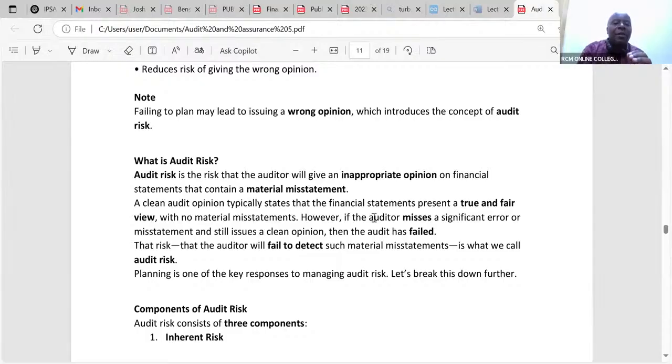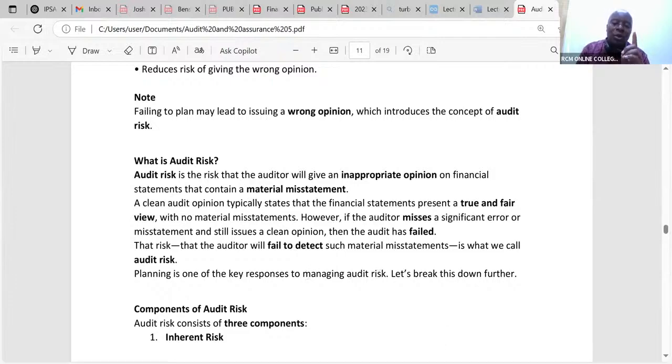However, if the auditor misses a significant error when you are perusing through your financial statements and evidence, and you still issue a clean opinion because you missed that error, then the audit has failed. That risk that the auditor will fail to detect such material misstatements is what we call audit risk. Planning is one of the key responses to manage this audit risk.